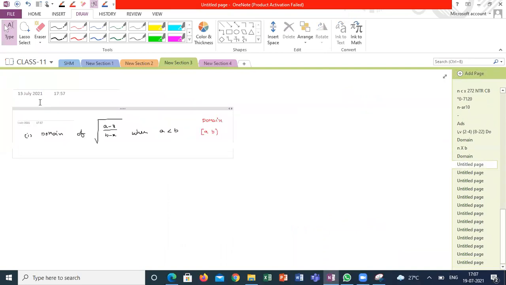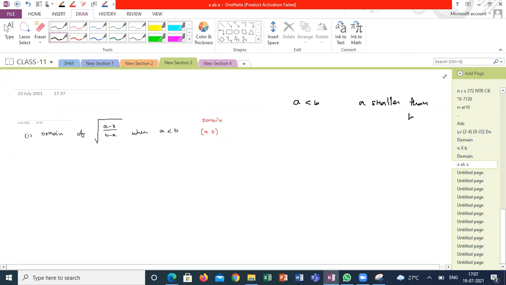What is the given thing here? Find the domain where a is less than b. Some equation I gave. A is smaller than b. So b minus x should not be equal to 0. So x should not be equal to b, correct? This is one condition. Am I right or wrong, guys?